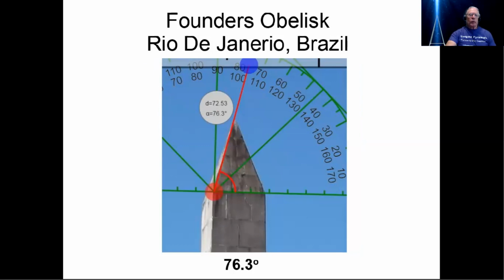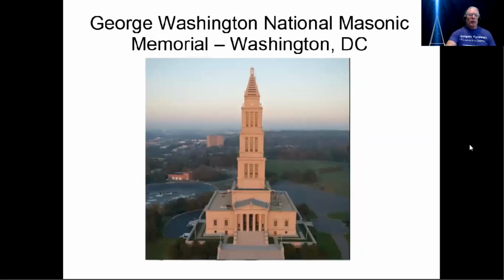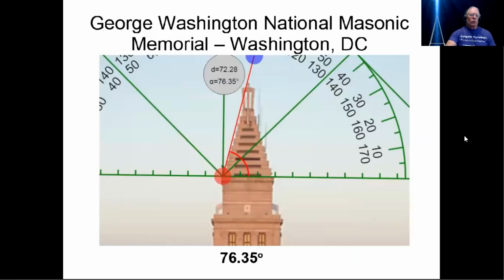So all of these pyramid obelisks, which have pyramids at the top, are demonstrating this very geometry that we found in the Stargate Pyramids, in the geometry of creation and the Phi Scaling Angle that we've discussed previously. Finally, we're going to look at the George Washington National Masonic Memorial. This is not an obelisk, but it looks very similar at the top to the pyramid that we see at the top of obelisks around the world. And as we measure that geometry as well, it's 76.35 degrees.